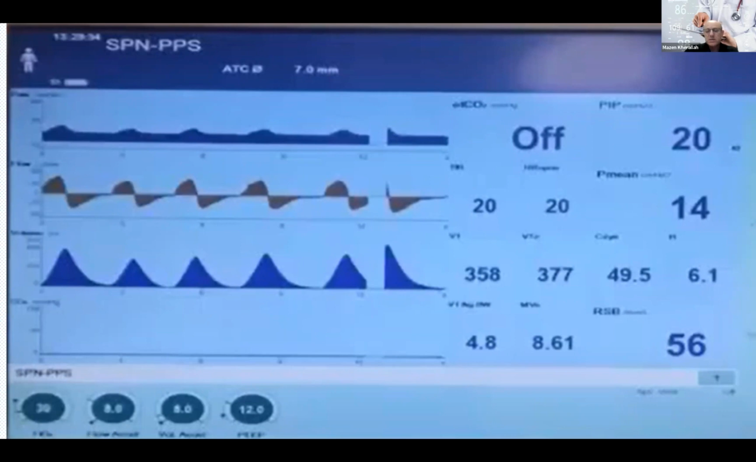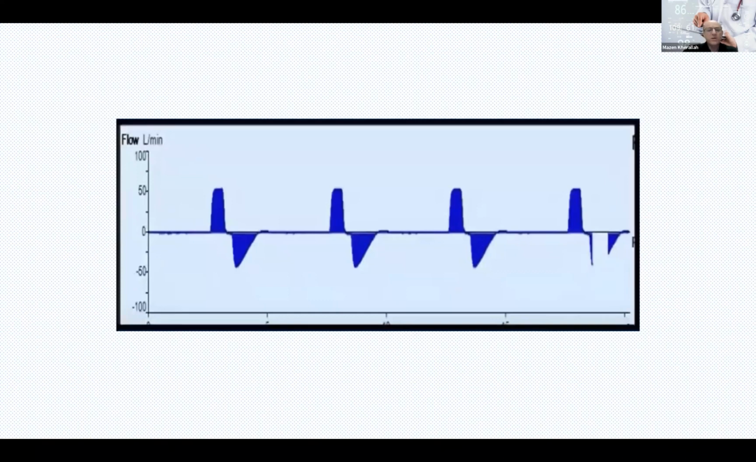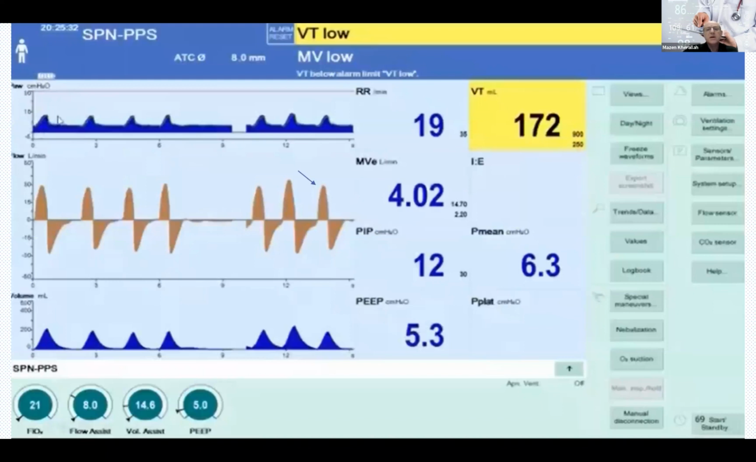Anything higher than this indicates that you may need to increase the support for the patient. Anything less than this, you may need to consider decreasing the support for the patient. When you see a wave like this for the flow, you can see that it goes very fast. This is similar to a square wave, and this is an indication that you're giving too much flow assist for the patient, so you need to go down. And this is an example of this, where you see that the flow goes up very fast, and this is an indication that you're giving too much flow assist.